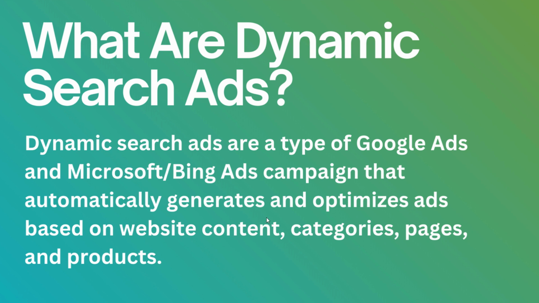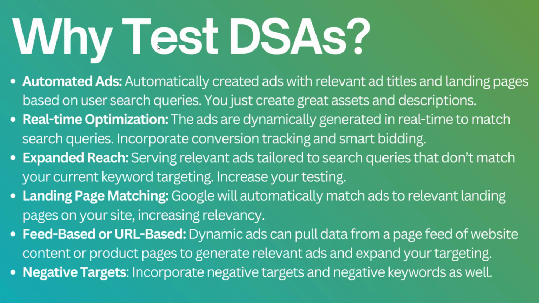So basically, it makes it much easier for an advertiser to actually create different targets based on the actual content on their website. So to give you a quick rundown of why you should test dynamic search ads, first and foremost, automated ads. So Google will automatically pull in your ad title and your landing page based on what people are searching and based on what's on your actual website. So that makes your ads very, very relevant. Your main job is to create great ad assets, specifically at the ad group level, and then also write really great description lines as well. So I'm going to show you this in Google Ads just after I'm done with reading this slide here.